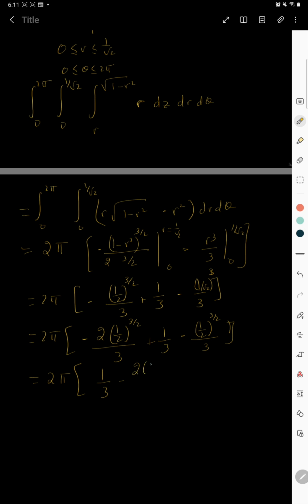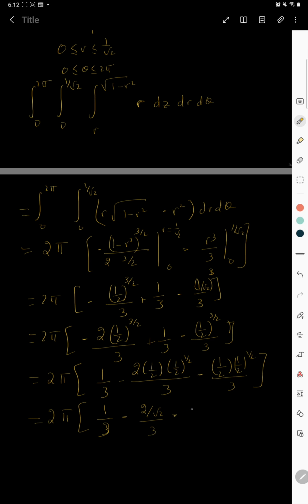So you can write this as 2 times 1/2 times 1/2 to the 1/2 over 3. And then minus 1/2, 1/2 to the 1/2 over 3. So you get 2 pi, 1 over 3 minus 2 over root 2 over 3 minus 1/2 times 1 over root 2 over 3.